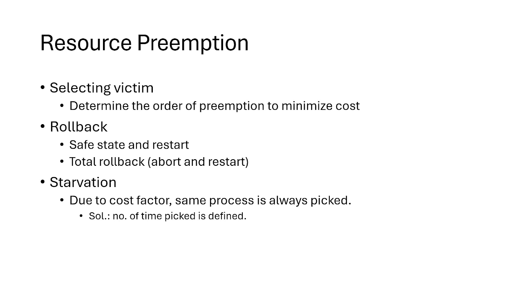The second one is rollback. We roll back to a safe state, the most recent safe state, and then we can restart the thread execution. Another option is a total rollback. It means that you have to abort all the processes, whatever has been done till now, and then restart newly. So the total rollback increases the cost.